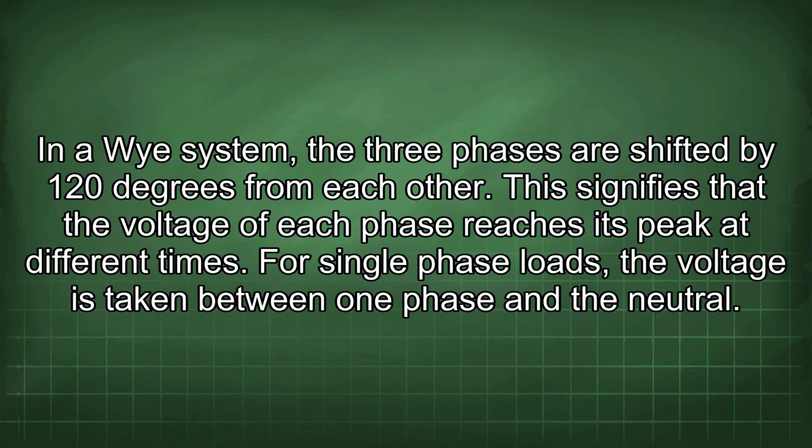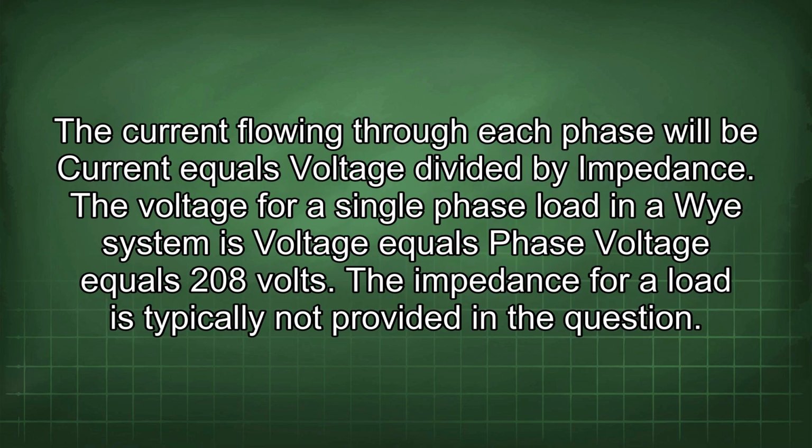In a Y system, the three phases are shifted by 120 degrees from each other. This signifies that the voltage of each phase reaches its peak at different times. For single-phase loads, the voltage is taken between one phase and the neutral. The current flowing through each phase will be current equals voltage divided by impedance.